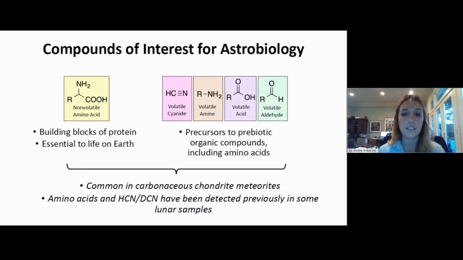But we're also very interested in analyzing the precursors to amino acids, including things like cyanide, amines, carboxylic acids, aldehydes, ketones. All of these volatiles have been detected in carbonaceous chondrite meteorites, which are the most common type of sample that we analyze. And amino acids and cyanide species have been detected previously in some lunar samples, and we're interested to fill in the gaps and find out exactly where these compounds are coming from.